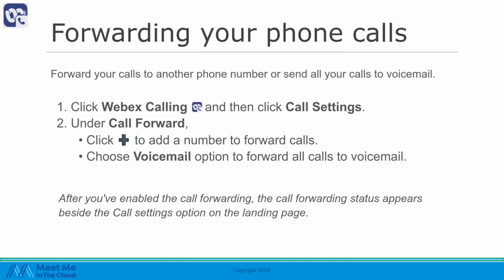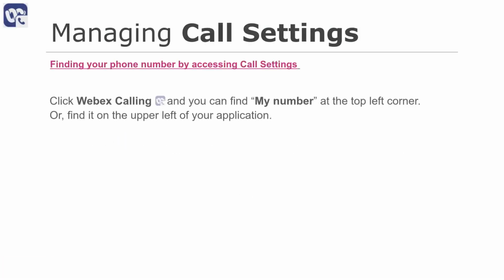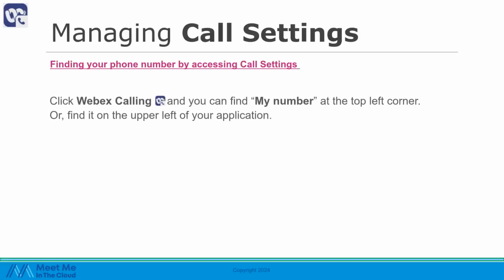To do this, click Webex Calling and then click Call Settings. Under Call Forward, click the plus icon to add a number to forward calls. Choose the voicemail option to forward all calls to voicemail. After you've enabled it, the call forwarding status will appear beside the call settings option on the Webex Calling softphone landing page. Last, as a reminder, you can find your phone number under the My Number heading at the top left corner of this application. Remember, you can always access and update your Webex Calling settings from the Webex Calling integration in Microsoft Teams.